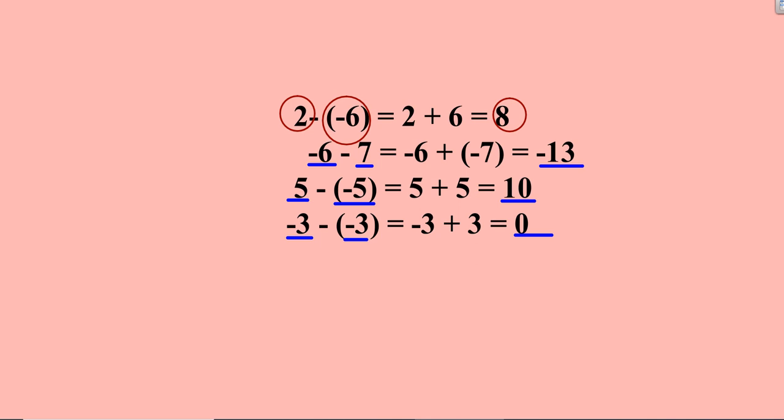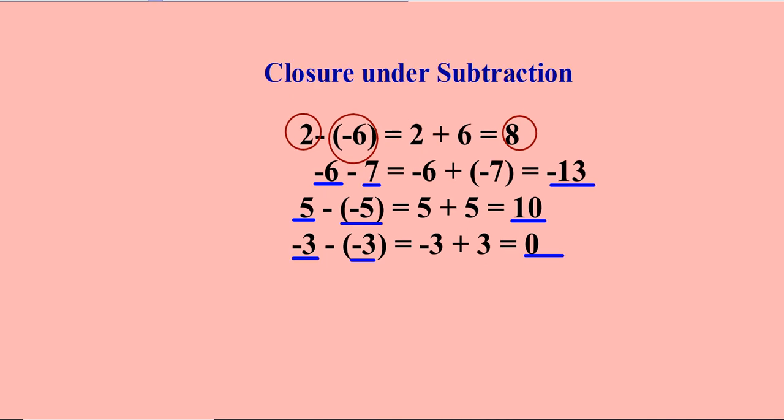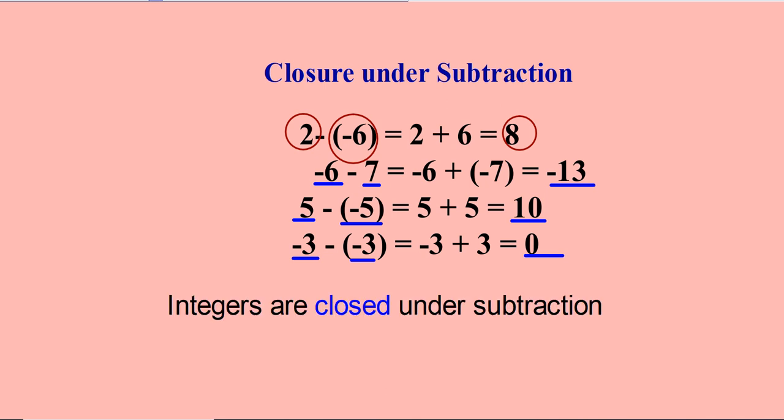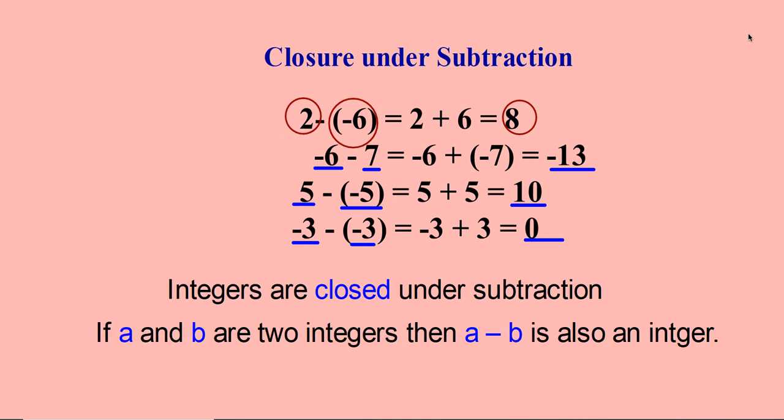That means if you subtract any two integers, the difference also will be an integer. So we can call this property closure under subtraction. So we can say integers are closed under subtraction. So in general we can say if a and b are two integers, then a minus b is also an integer.